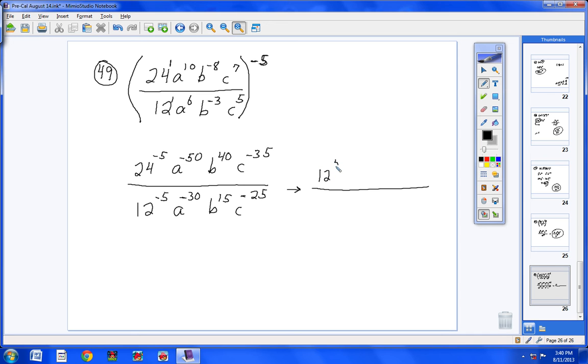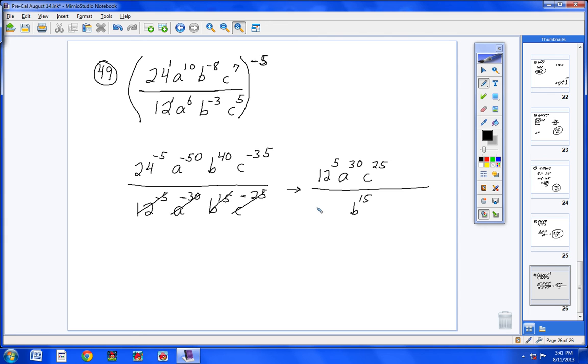I'm going to move the 12 up top. That would give me a positive 5. Bring the A up top. That's a positive 30. Leave the B down the bottom. That's B to the 15. And bring the C up top. That's a positive 25. Do y'all see what I did? I brought this up top, left this in the bottom, and this is up top.